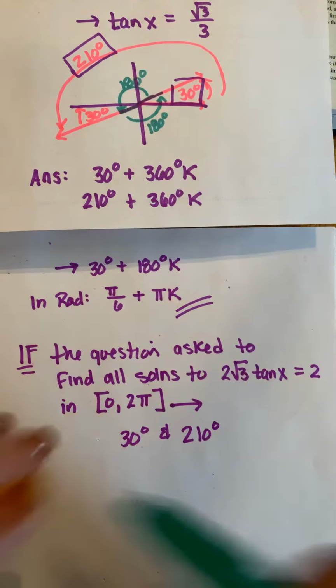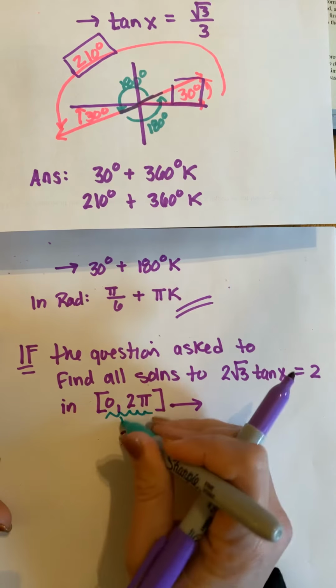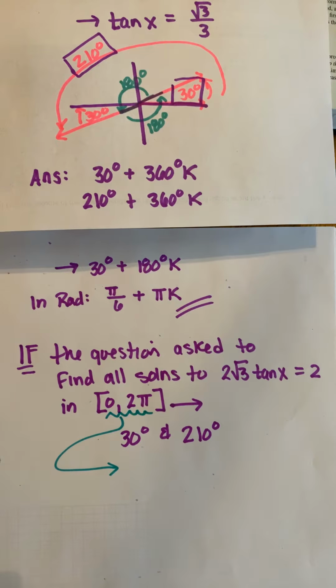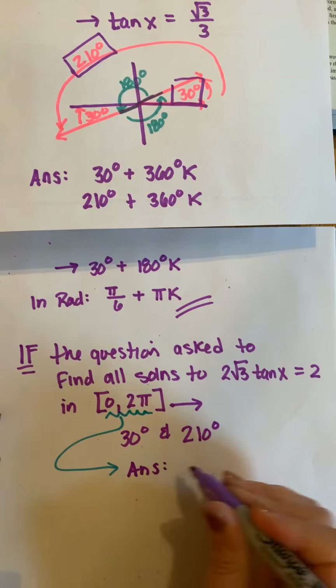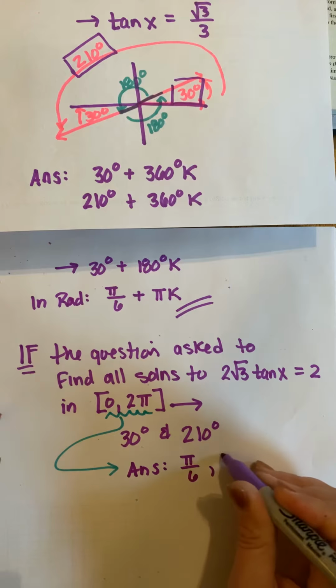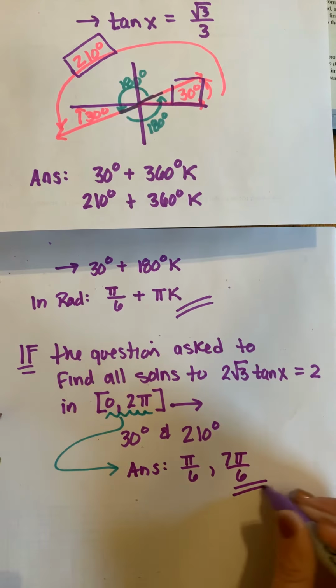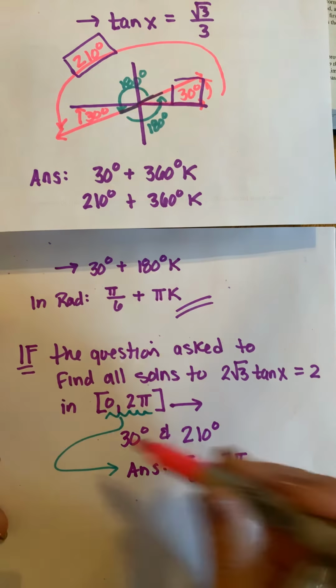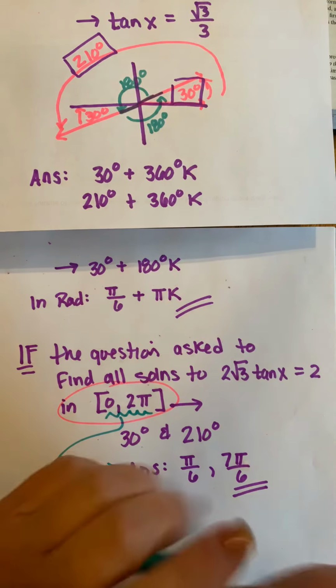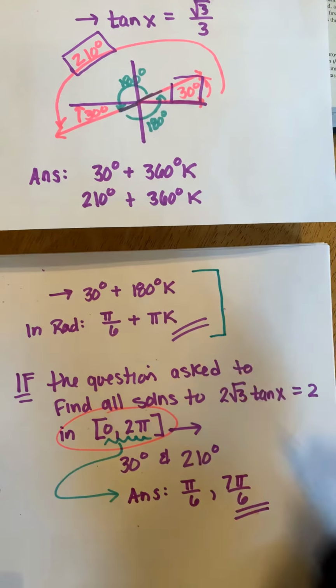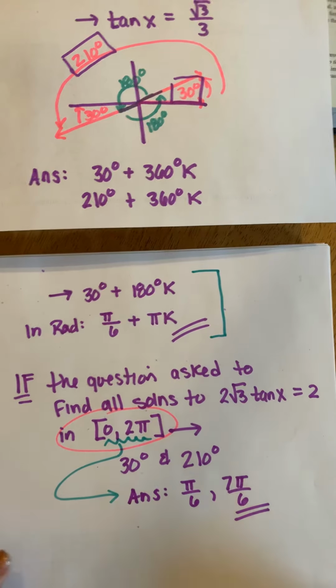But because our question was asked in radians, you should always answer in radians. So the answer would be pi over 6 and 7 pi over 6. So look carefully if they give you a restriction on your solutions. If they give you a restriction on your solutions, you're only looking for answers within that interval. If they don't give you restrictions on your solutions, then you're looking for all possible angles that satisfy that equation.